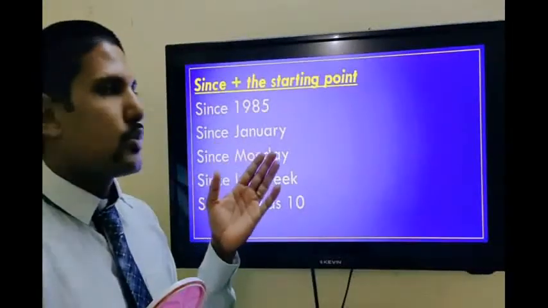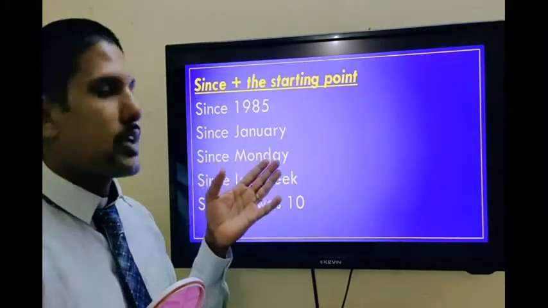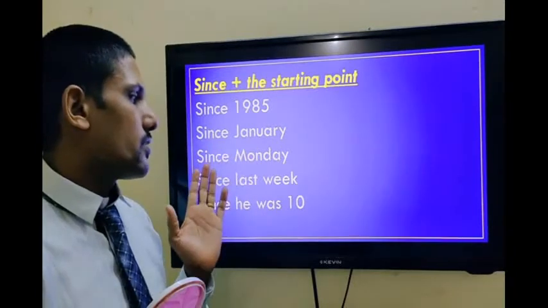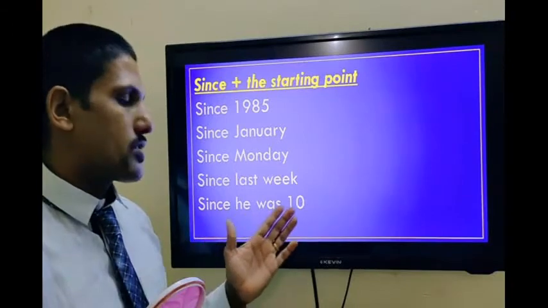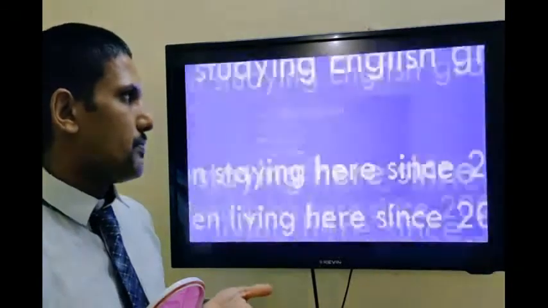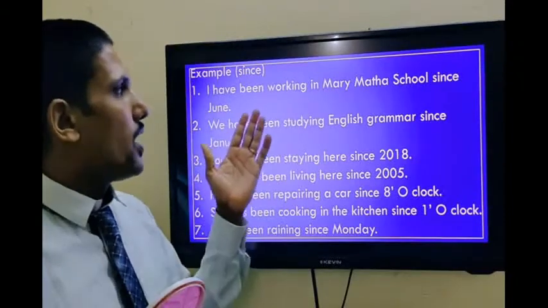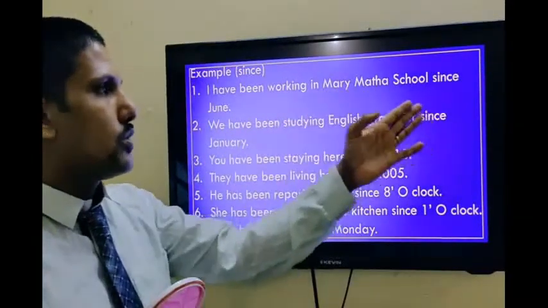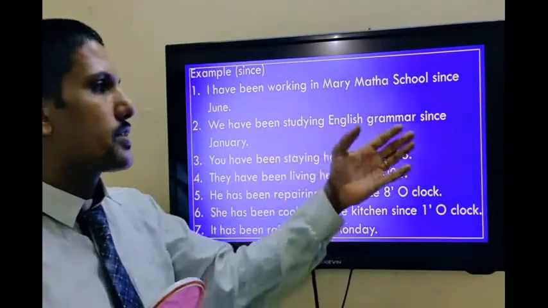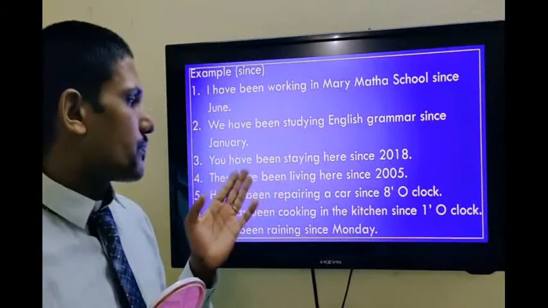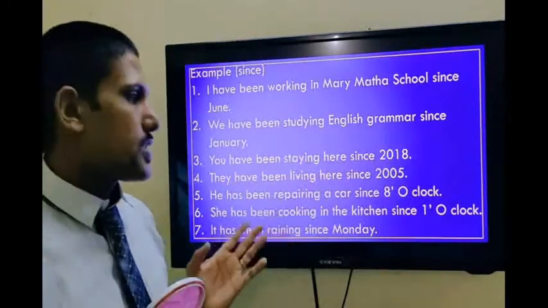Since is used for a point of time, the starting point. Since 1985, since January, since Monday, since last week, since he was 10, etc. Examples of since with different subjects. I have been working in Mary Mata School since June. We have been studying English grammar since January. You have been staying here since 2018.